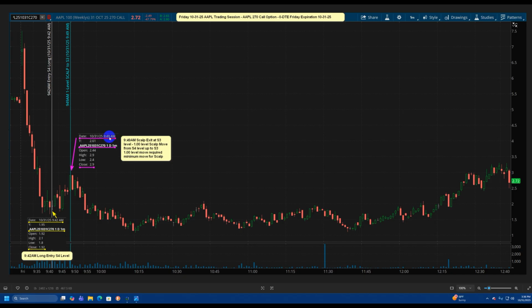9:49 close of the candle, $2.90. This is the exit at S3, one level move scalp from the S4 entry, bullish play up to one level to S3, one level move required for a scalp. All right, now we'll go back to the regular chart.